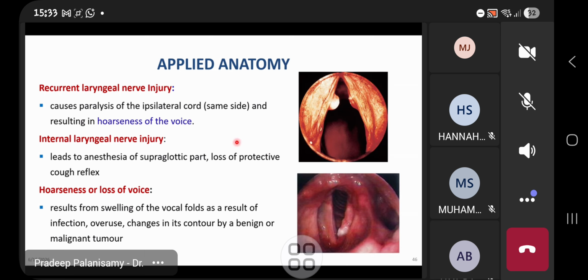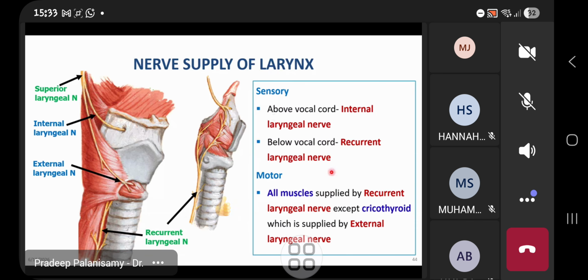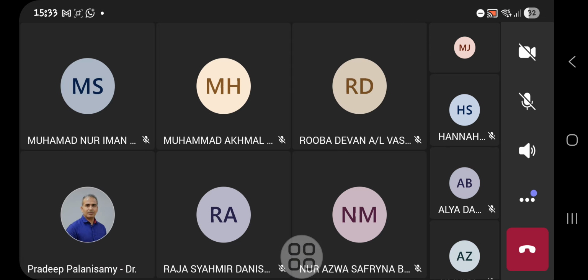In this particular slide on larynx, please focus on the injury, which can be partially covered with the endocrine system as well. You should know about the nerve supply of the larynx.